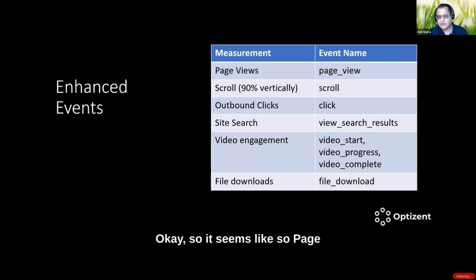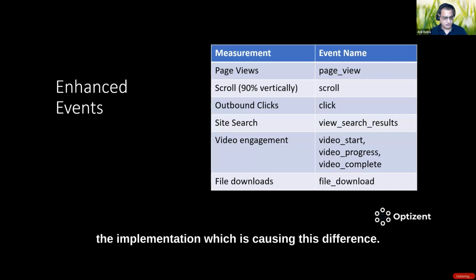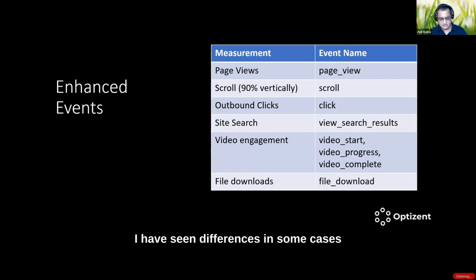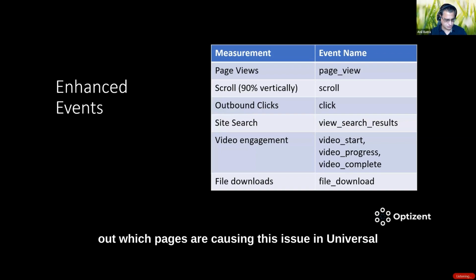Yeah. Okay. So page views should ideally be the same in the 2 systems if they're implemented correctly. That means there is some issue with the implementation which is causing this difference. I have seen differences in some cases of about 8-10% here and there. However, if you are seeing a bigger difference, you said 25%, then something might be wrong there. I would go into GA4 and UA and find out which pages are causing this issue.